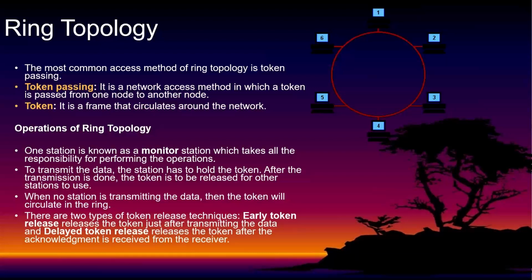So ring topology is a network configuration where each network interface is connected to exactly two other devices. It forms a continuous loop, right? So the data flows in this particular loop direction. It's a bus topology, but in a closed loop.